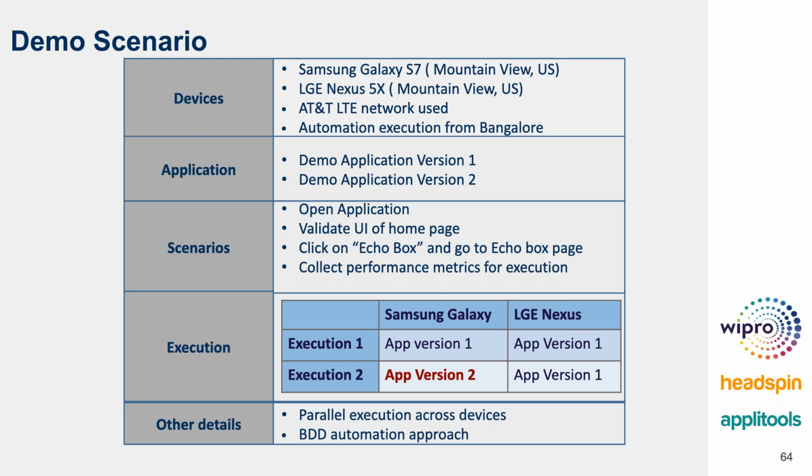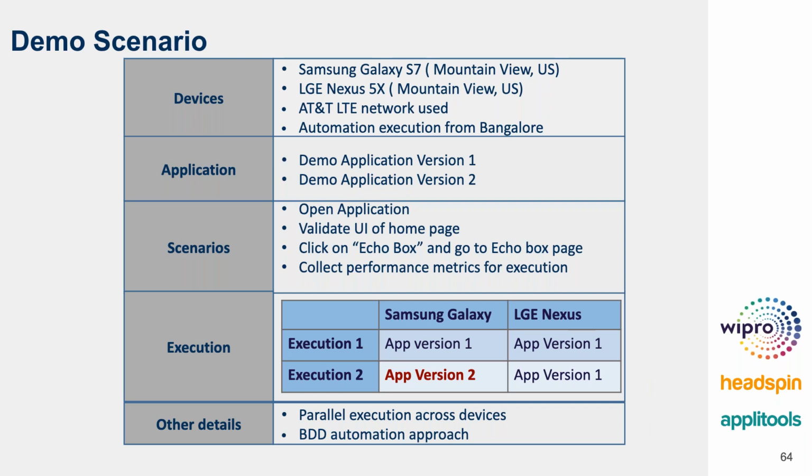With respect to scenarios, we will open the application via automation. We will validate the UI of the homepage. We will click on echo box, which is an option on that homepage, and we will go to the echo box page. In this execution, we will collect the performance metrics as well. We will do two rounds of execution here. In the first execution, we will use the same version of the app, which is version 1, wherein the two devices will have the version 1 application.